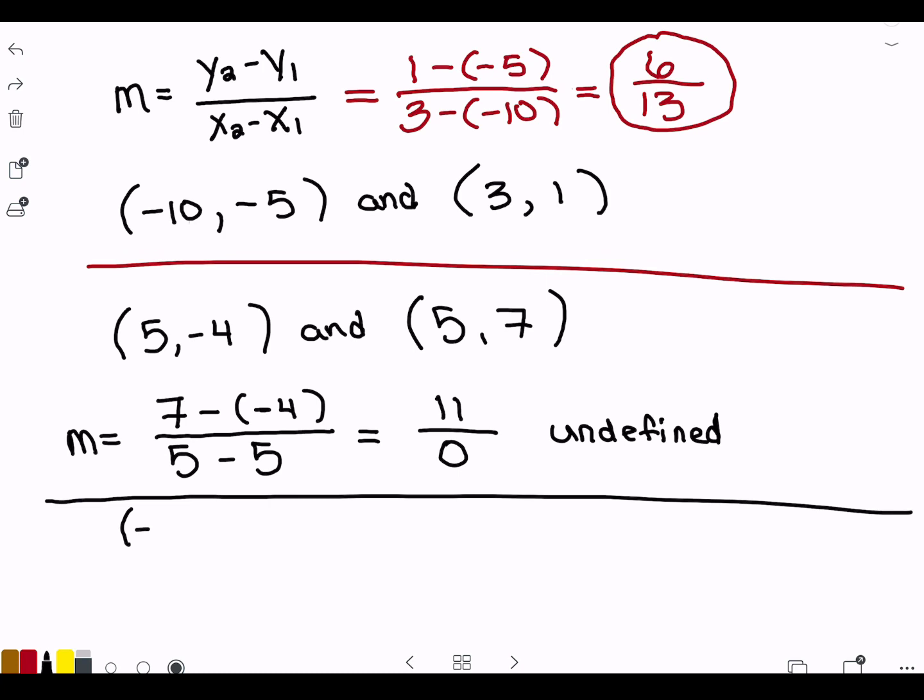0 can never be in the denominator in the math world. So let's try another one. -6, 7, and 3, -3, 7.